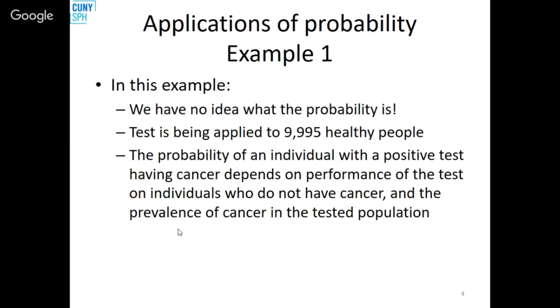So the key thing there is that for every 1,000 people you test, it's being applied to 9,995 healthy people. And so we need to know something about its performance on the rest of that population. Does that make sense?